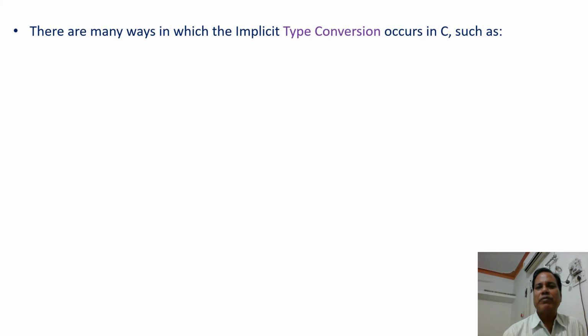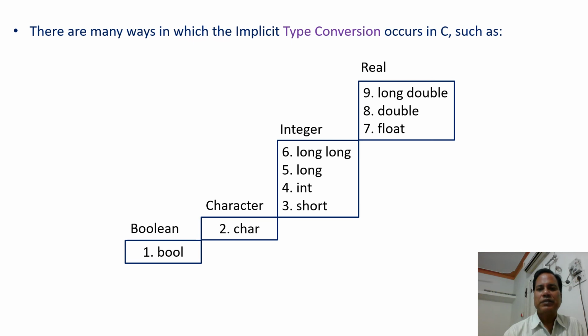There are many ways in which implicit type conversion occurs in C, such as given in this diagram. The type conversion can be from Boolean data to character data, or from character data to integer data, and again in integer data there are different types: short, integer, long integer, and these can be converted into float, double, or long double data types.